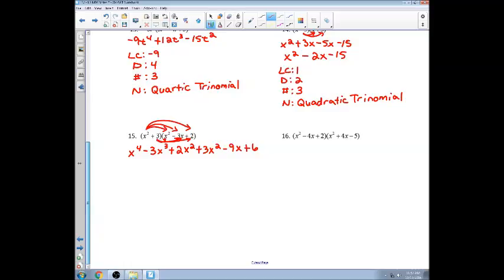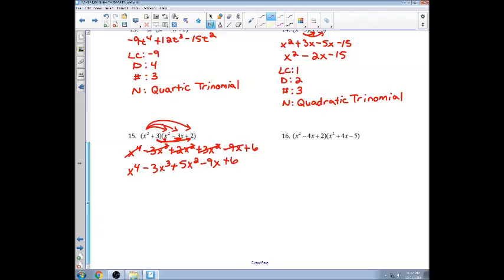From here, I need to combine like terms if I have any. X to the fourth, there are no other x to the fourths, so that can just come down. Negative 3x to the third, there are no other x to the thirds up here, so it'll be negative 3x to the third. I have positive 2x squared and positive 3x squared, so it would be positive 5x squared, negative 9x, and 6.